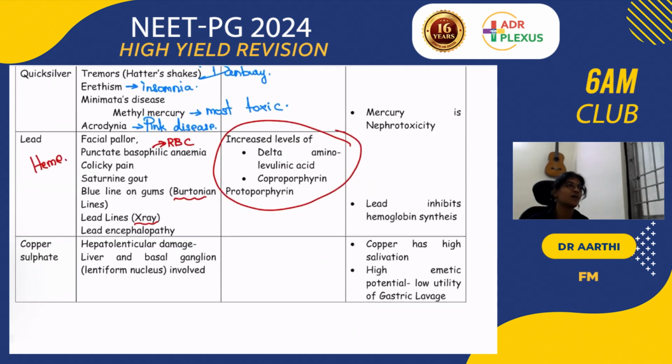And last is copper. Copper is a simple, easy one. He presents with vomiting, particularly blue-colored vomit. And if it's chronic, it's going to affect the hepatolenticular system, which means your liver and your basal ganglia are affected.